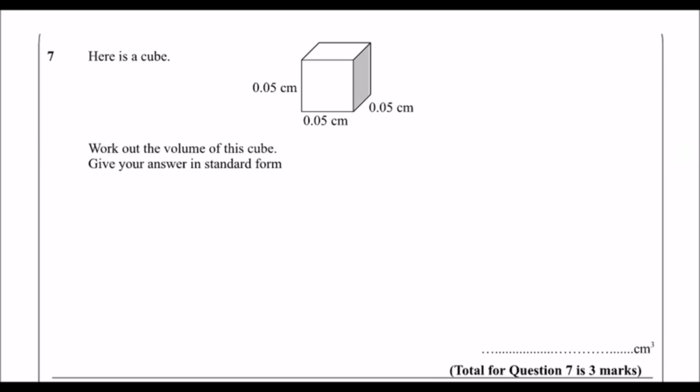Question 7. Here's a cube, and each side of the cube is 0.05 centimeters long. Work out the volume of this cube. Give your answer in standard form. So the volume of a cube will be, well, the length cubed. 0.05 times 0.05 times 0.05. So we want 0.05 cubed.